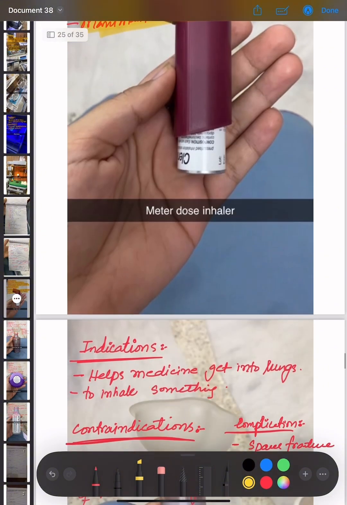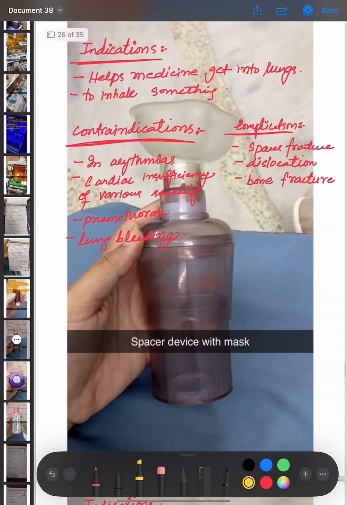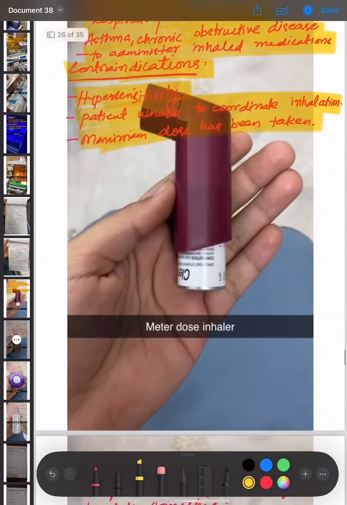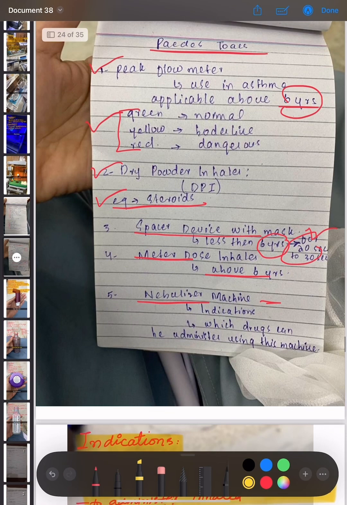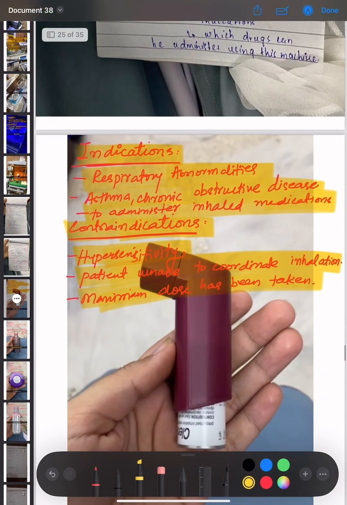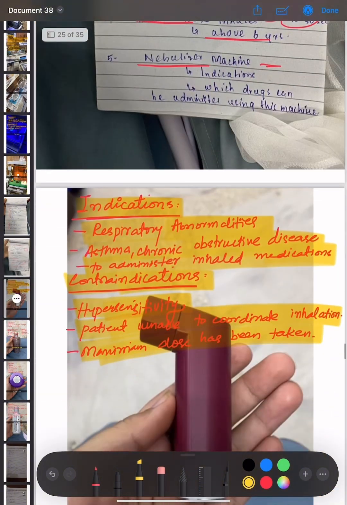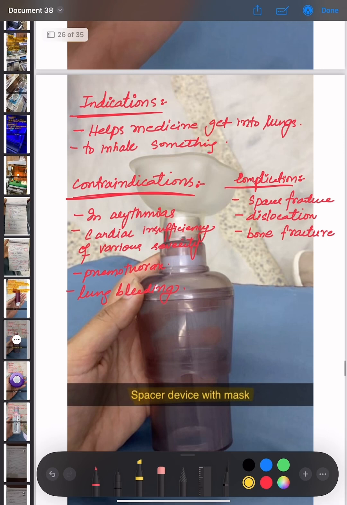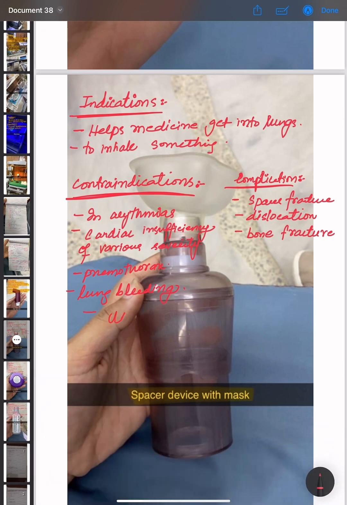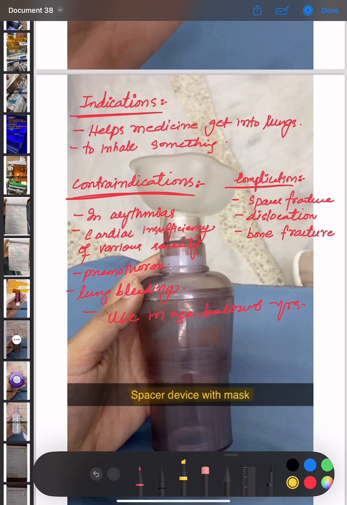Okay, the next instrument is spacer device with mask. We have discussed here that it is used in children whose age is less than 6 years, and the peak flow meter is used in children above 6 years. So we will write here: use in age below 6 years. Okay. So the indications are that it helps medicine to get into lungs and to inhale something.